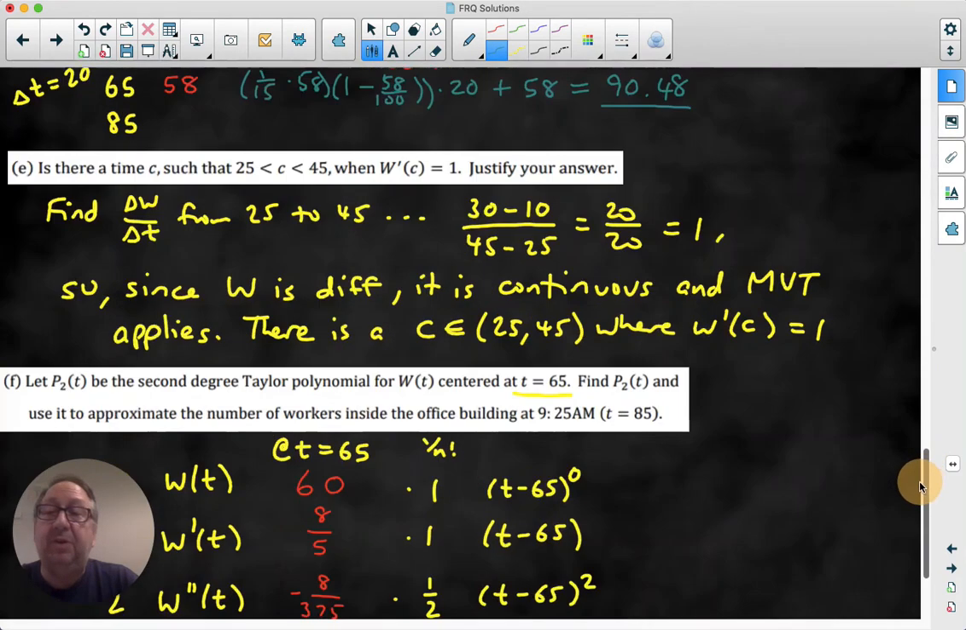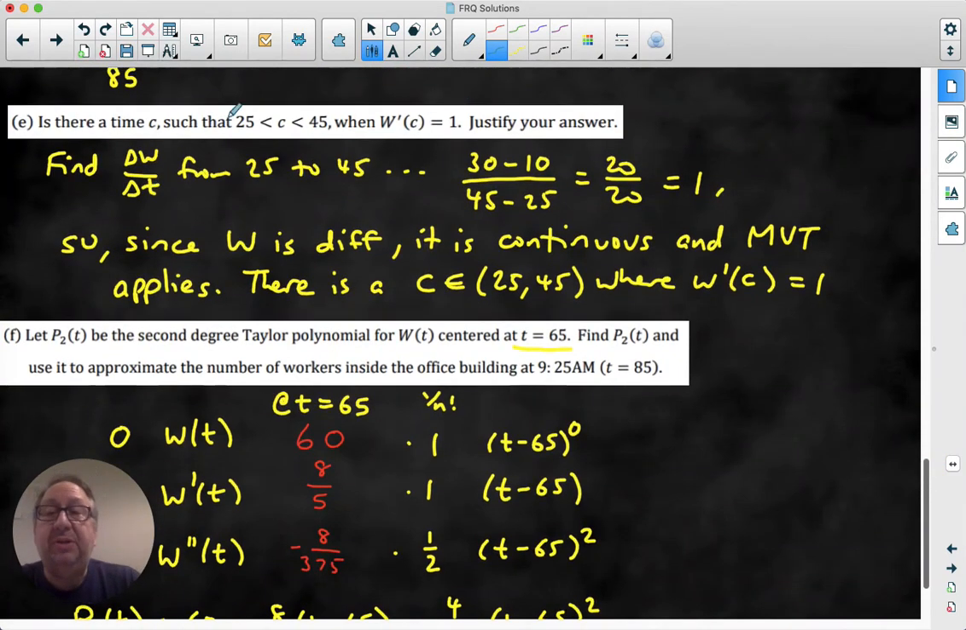So now we look at part E. Is there a time C where w prime of C is equal to 1 between 25 and 45? We've seen this kind of question a number of times when they want to know, will the derivative equal a value in an interval? That's going to most likely be the mean value theorem. So here's my reference to mean value theorem over here. In order to determine this, we have to figure out the slope between 25 and 45. All these values right off the chart, delta w, delta t, and it's 1.